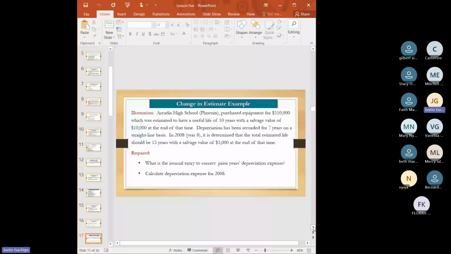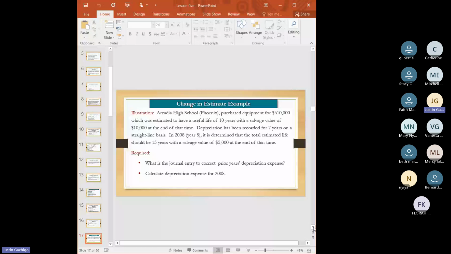Arcadia High School purchased equipment for 510, which was estimated to have a useful life of 10 years with a salvage value of 10,000 at the end of that time. Depreciation has been recorded for 7 years on a straight-line basis. So in 2008, that is year 8, it is determined that the total estimated life should be 15 years with a salvage value of 5,000 at the end of that time. Required: What is the journal entry to correct prior year depreciation expense? 2. Calculate depreciation expenses. Again, this is very simple.